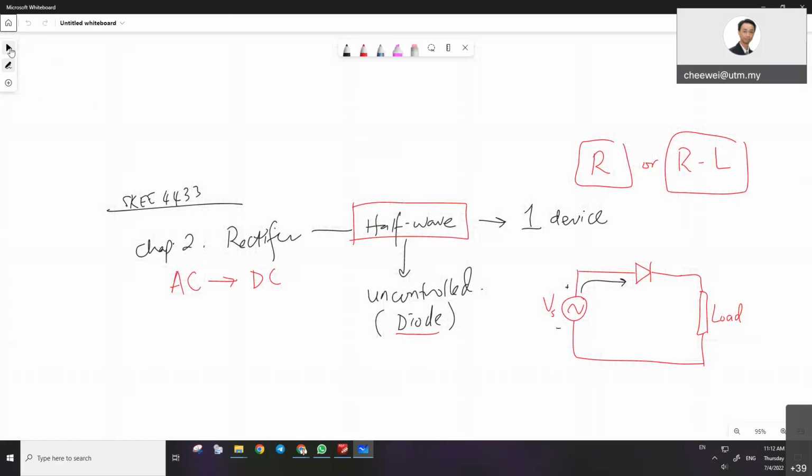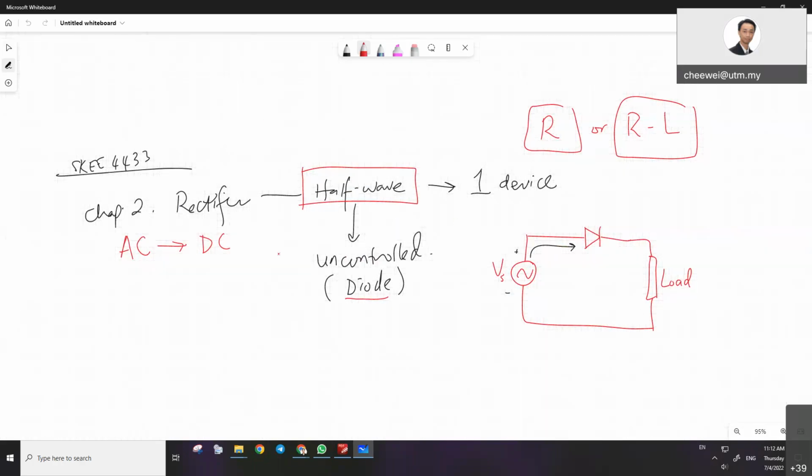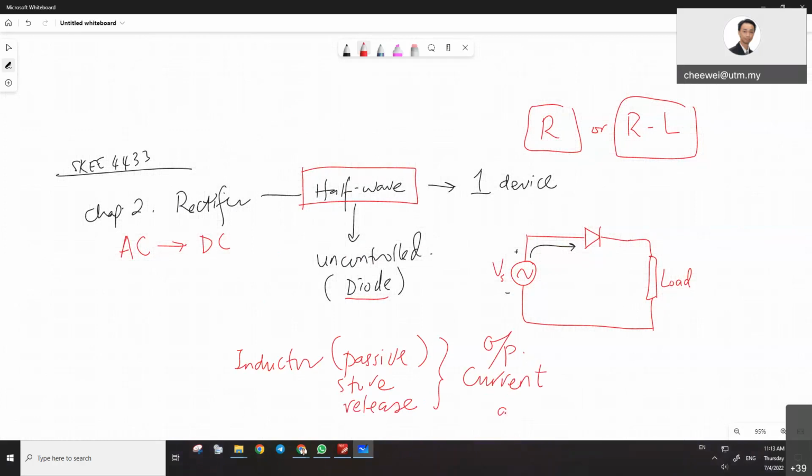What about if we have RL load? Okay, still remember that L basically is inductor. Inductor is a passive component that is able to store and release energy. So that's why what is affecting? It's affecting the current, the output current. The output current may be delayed because of the charges that store in the inductor and being released.